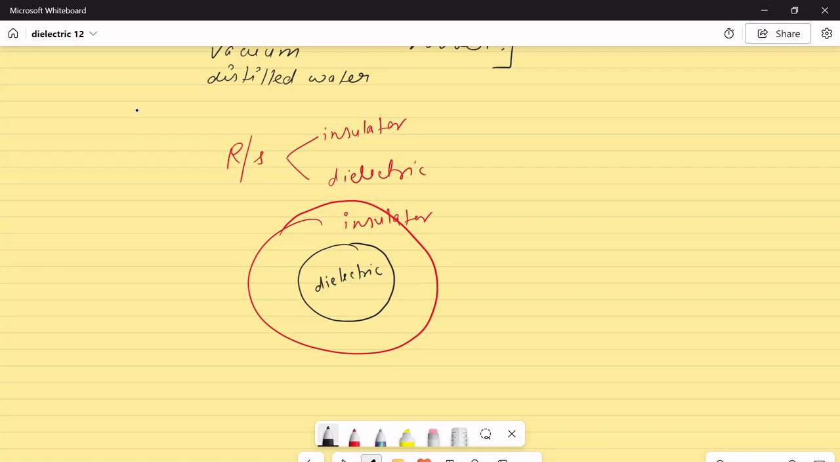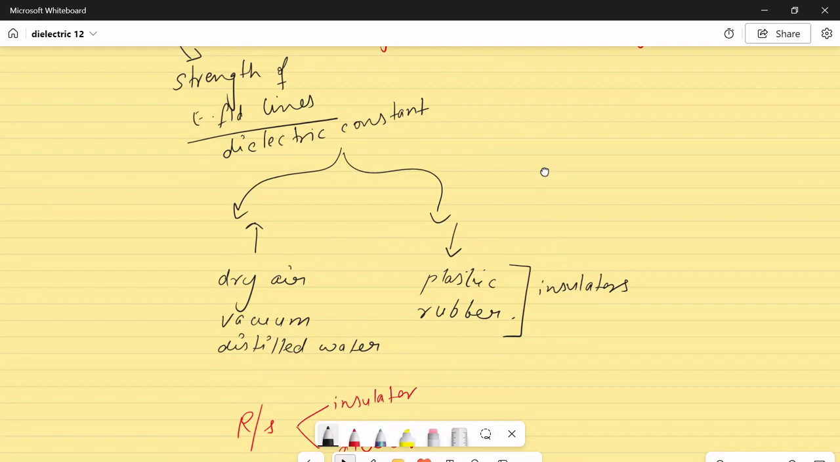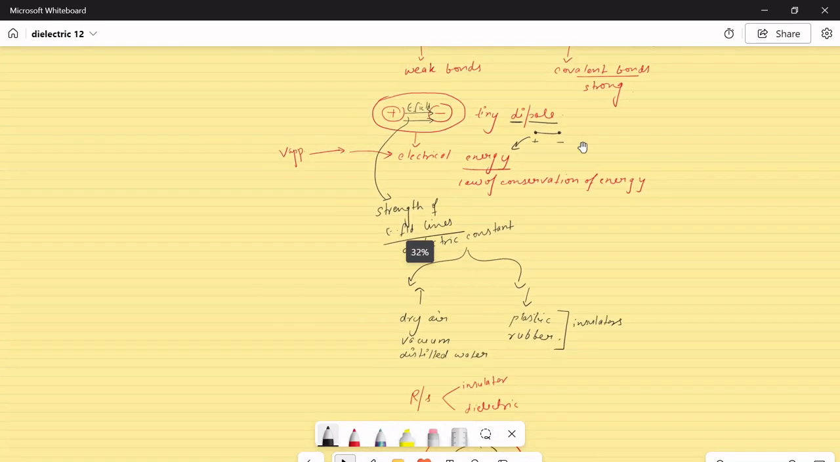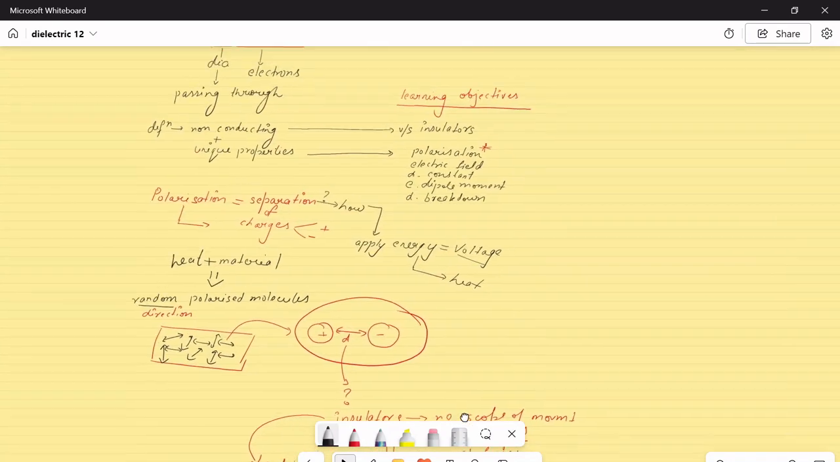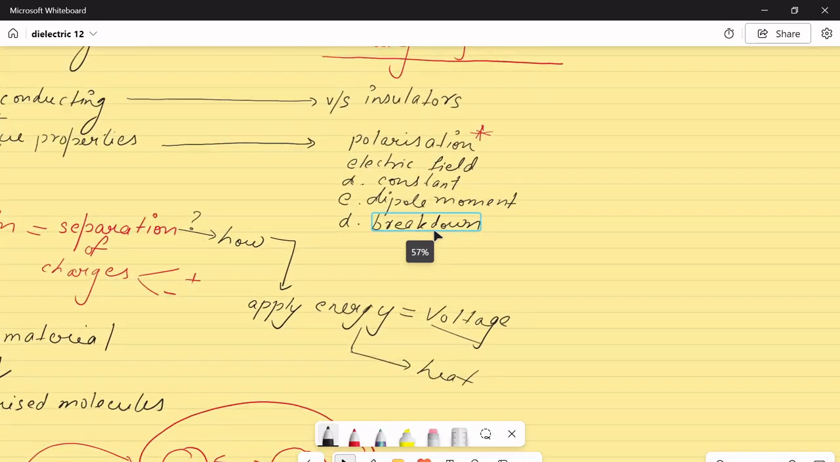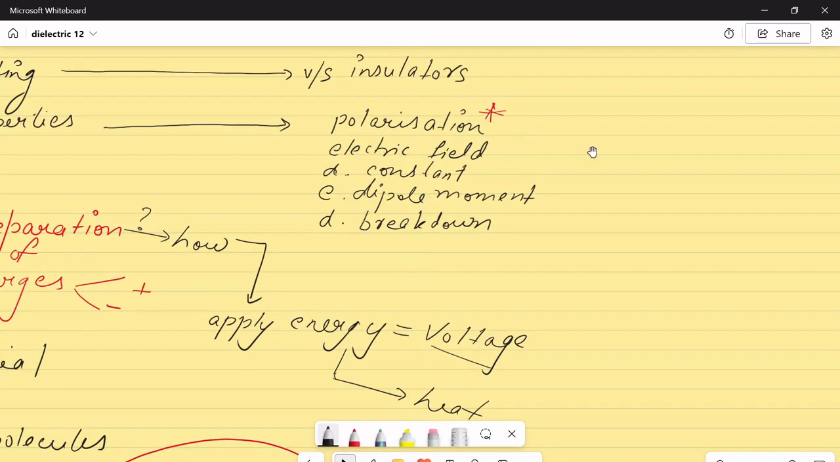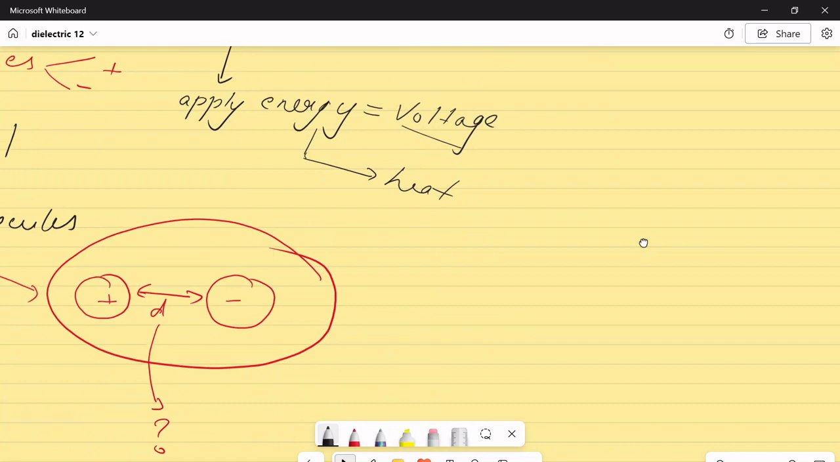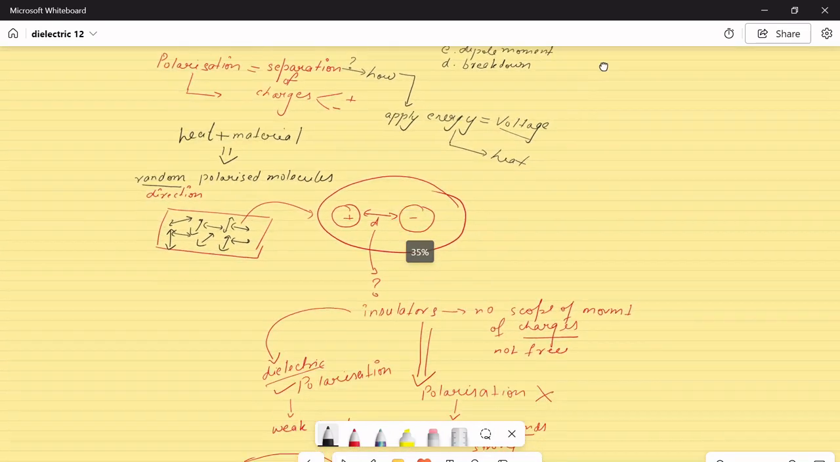Now, next, our learning objective. If I go back to what I have defined, let's see what our learning objective was here. We have understood polarization. Why is it important? We have understood the dielectric constant. We will also understand the electric dipole moment and dielectric breakdown. But before that, I just want to give you a small detailed understanding of the electric field, because this is going to come up time and again in this topic and a lot more topics.